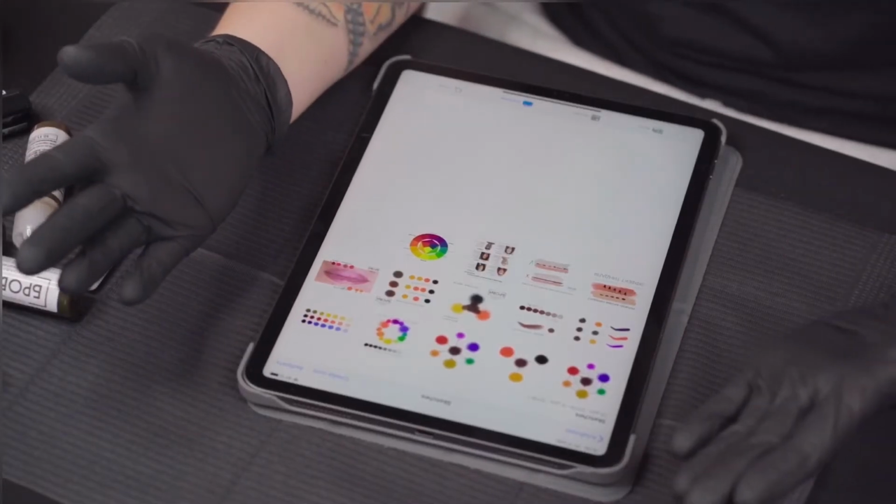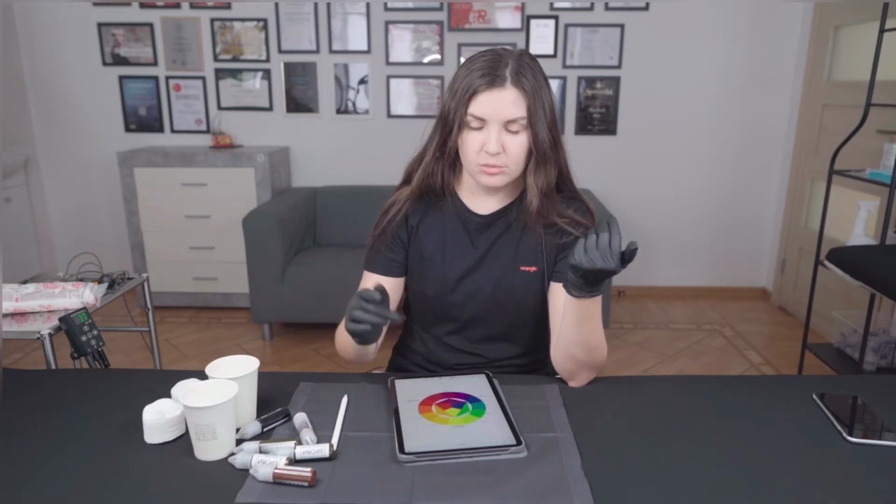Okay, so what else do we need to know about cover-ups? Alright, so before we move on, let's summarize. We cover only very light, airy, and transparent eyebrows that have a negative shade.